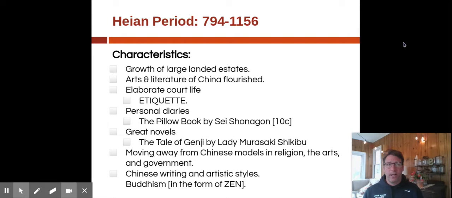During this time period, we're going to have a wealthy group of landowners who are going to live on very large landed estates and who have a lot of free time. And throughout history, when people have free time, what do they do with their time? They spend it doing leisure activities, arts, architecture, coming up with new innovations and inventions. So we see that during the Heian period as well.